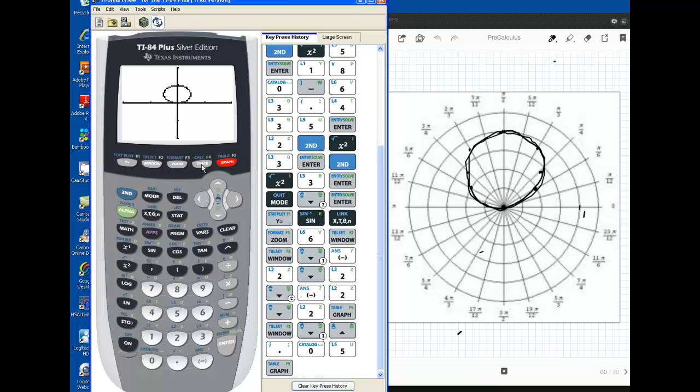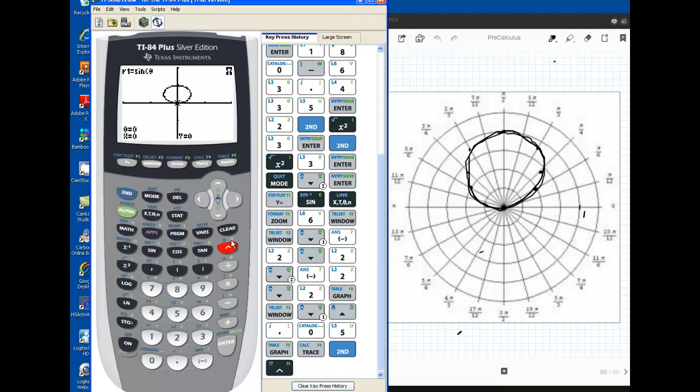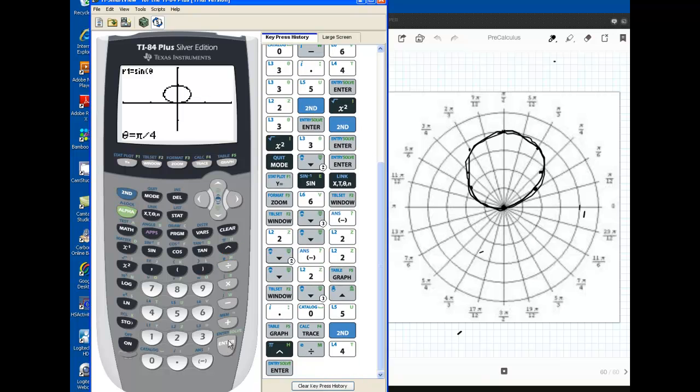That's neat. Now look, I can also do my trace, right? So if I plug in a theta, I don't know, if I want to go pi fourths, and hit enter, notice what it gives me. Pi fourths, theta equals 0.78. X, Y, ooh, that's weird. Look at that, it gives me an X value and a Y value, doesn't it? That's really, really cool.